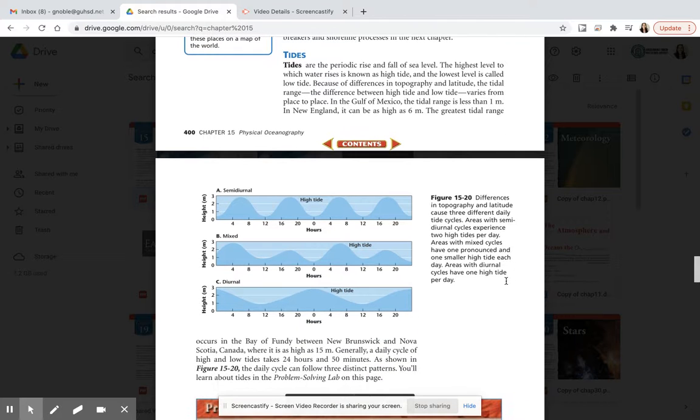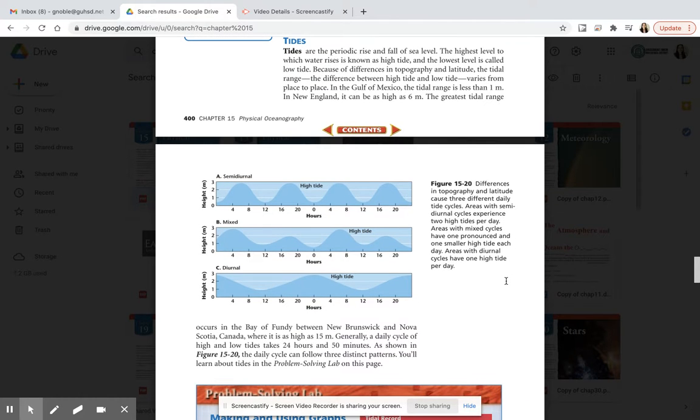Tides are the periodic rise and fall of sea level. The highest level to which water rises is known as high tide, and the lowest level is called low tide. Because of differences in topography and latitude, the tidal range, the difference between high tide and low tide, varies from place to place. In the Gulf of Mexico, the tidal range is less than 1 meter.